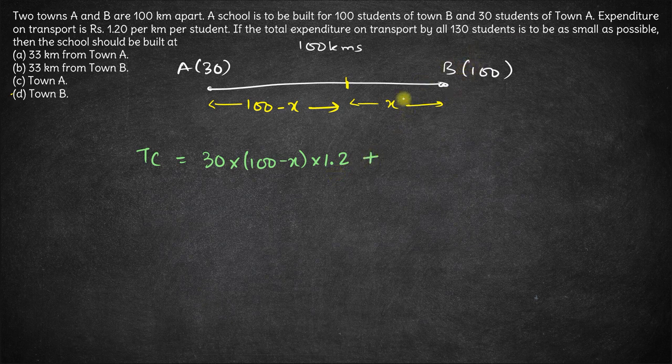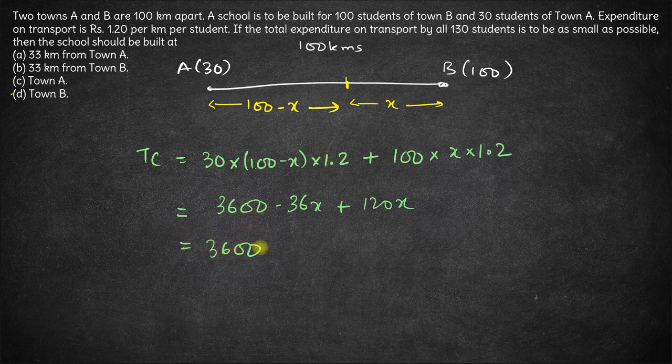Similarly, for town B students, one student has to travel x kilometers, and the cost for each kilometer is 1.2. So for x kilometers, the cost will be x into 1.2. And there are 100 students. So this becomes 100 into x into 1.2. This is the total cost for town B students, right? So this becomes 30 into 100 into 1.2, which is 3600, plus 30 into minus x into 1.2, which becomes minus 36x, plus 100 into x into 1.2, which is plus 120x. So this comes out to be 3600 plus 120 minus 36, which is 84x. This is the total cost.